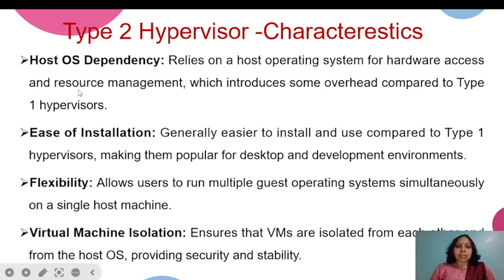Characteristic: yes, it depends on the host OS. It is easier to install when compared to Type 1 hypervisors, making it very commonly used by testers, and in a low level environment where you do not have much intense computations, and allows users to run multiple guest OS simultaneously on a single host machine, like what was happening with Type 1 hypervisors. Also, it provides for VM isolation.